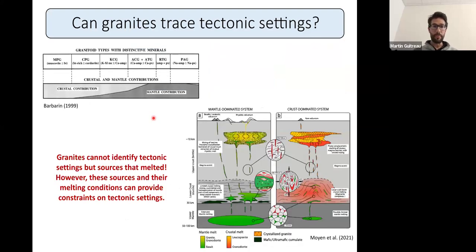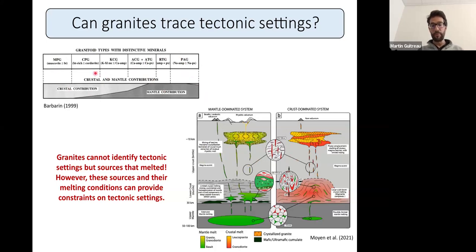And in a sense, it can all be combined in this sort of summary figure, where most of what you will get is a crustal contribution for some granitoids, and for other ones, you have mantle contributions. So these are the sources I was talking about. And the mineralogy will also reflect the partial melting conditions. So this was also summarized in this nice cartoon made by Moyen et al. 2021, where you go from a mantle-dominated system, which is the case of this type of granitoids, to a crust-dominated system, which is what's going on with these guys.